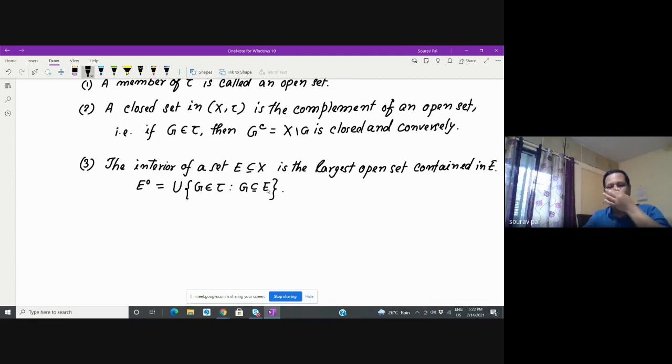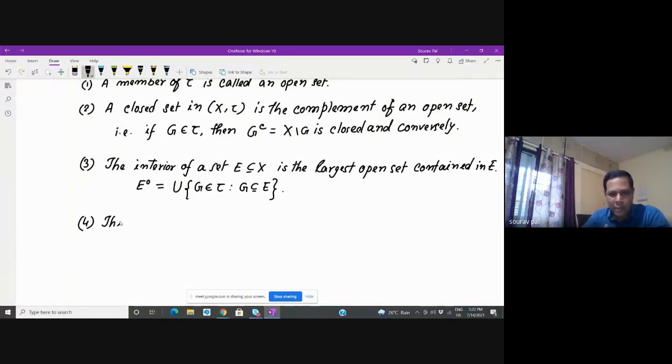We shall define later what is an interior point, and we shall see that this interior is nothing but the collection of all interior points. And what is the closure? The closure of a set is the smallest closed set containing the set.